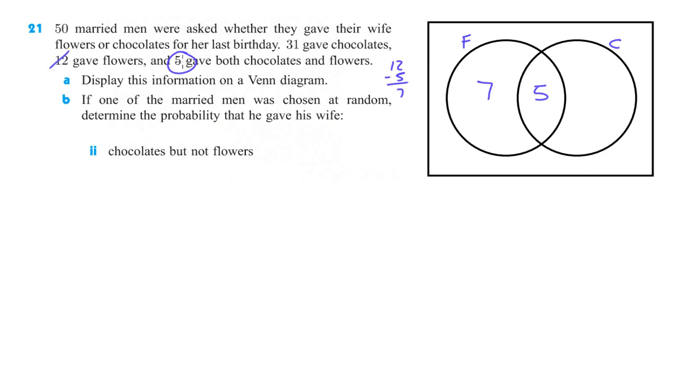Okay, so we got those taken care of. And then there's 31 total in this circle over here. So we take 31 minus 5. That gives us that there's 26 that gave just chocolates.